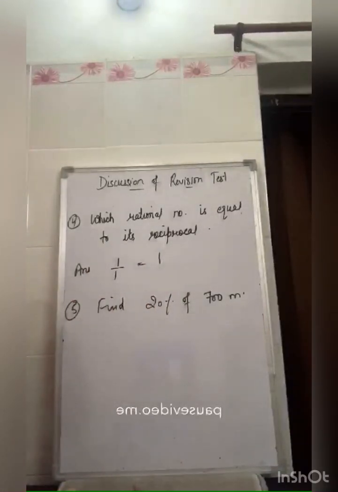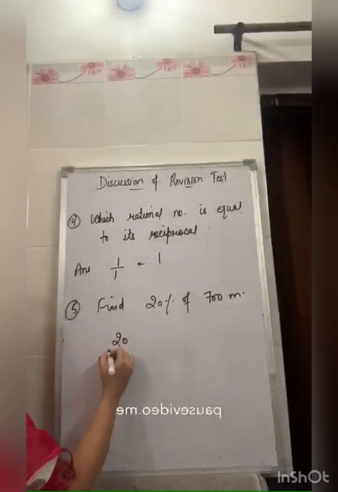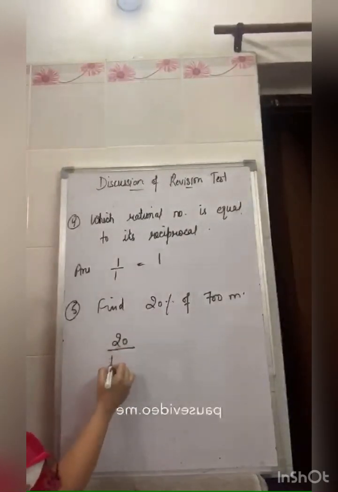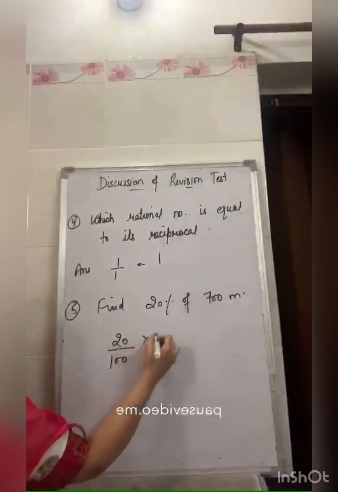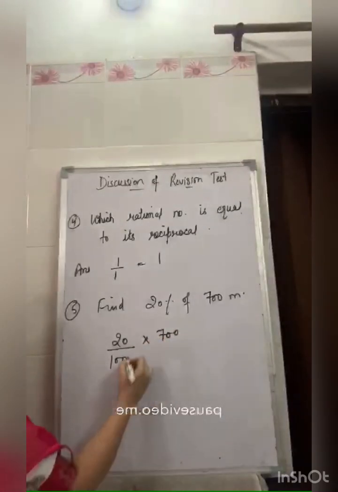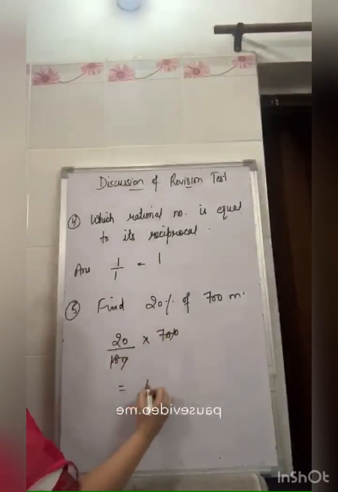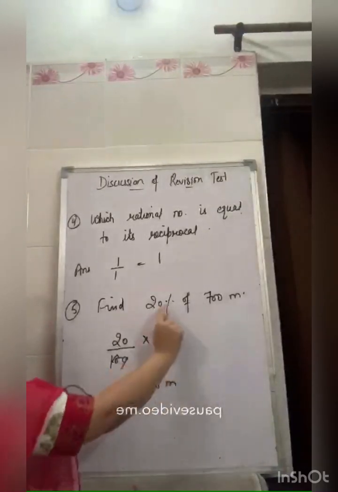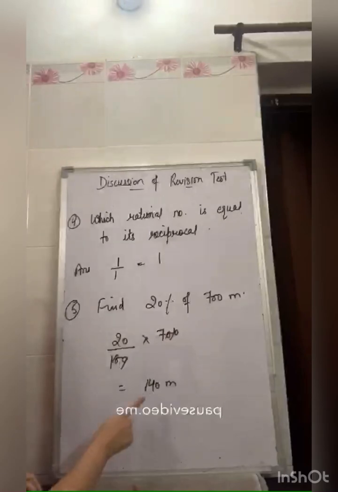Fifth question. Find 20% of 700 meter. So 20, percentage symbol we will remove. Put 100 in the denominator. Multiply by 700. So it is equal to 140 meter. What is 20% of 700 meters? It is 140 meters.